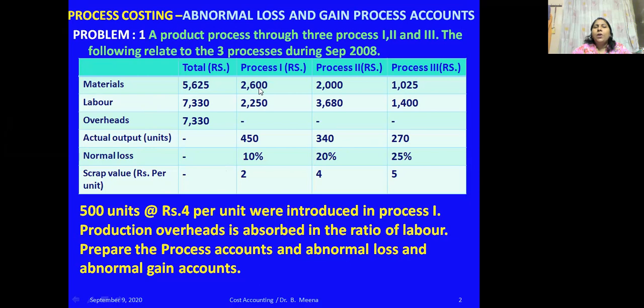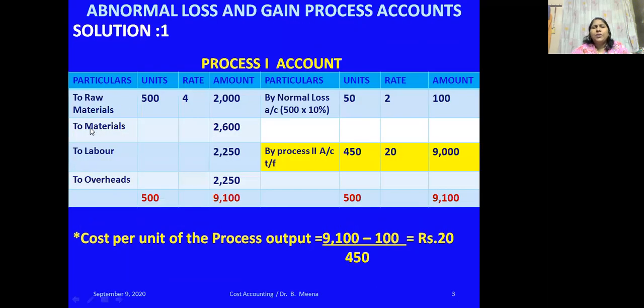Then I debited all other expenses given in the problem, materials 2600 and labor 2250. And overheads are also absorbed on the same basis. So again, I will show how much the overheads are: 2250 only. That's what I showed on the debit side. I think you understood the debit side items.